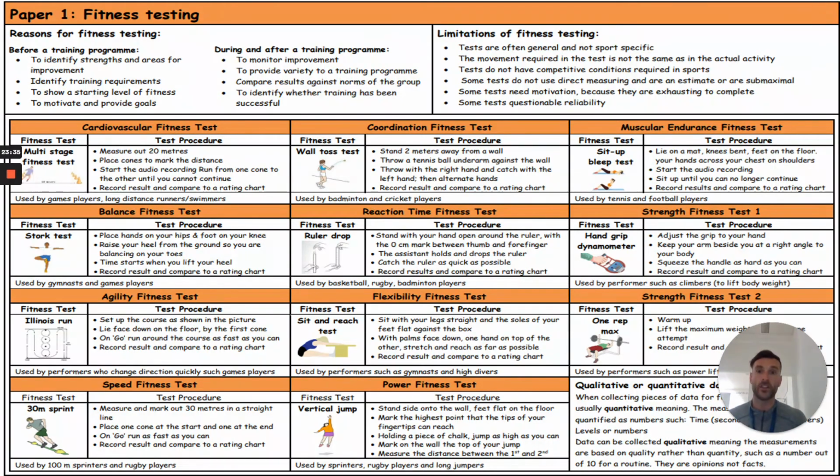Limitations. Okay, a lot of these fitness tests that we look at are very general. They're too generic, so they're not necessarily specific to your individual sport. The movements often don't simulate the sport. For example, the ruler drop test is for reaction time. That may not be the same as a goalkeeper making a save in football. The tests need motivation, so some people might do better because they can be bothered that day. They also require some level of reliability. So, for example, if it's slippy on a sprint test, you're not going to get the most accurate results.